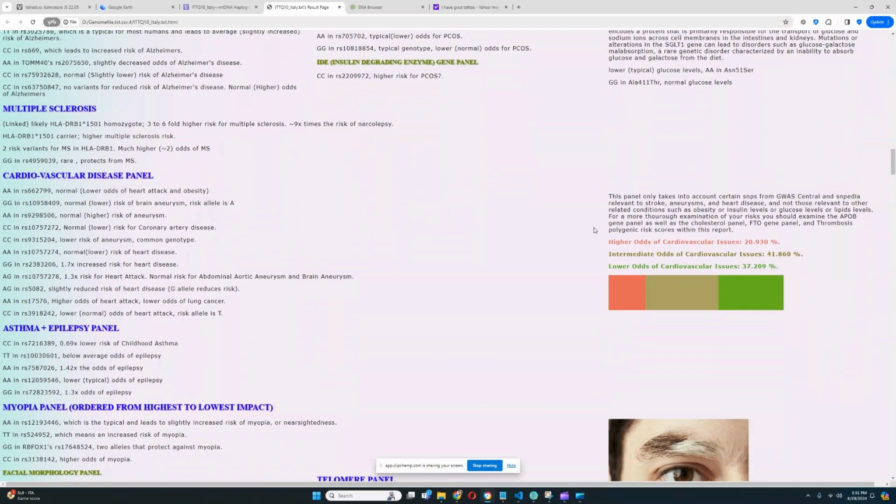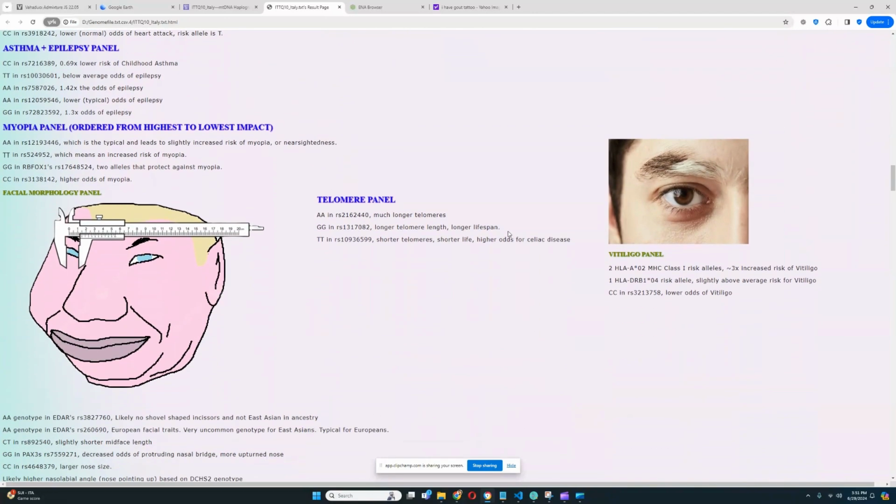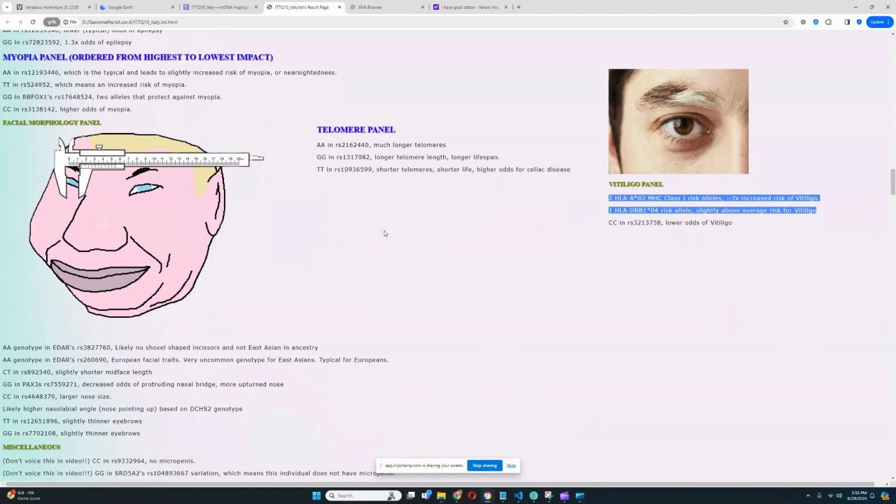For cardiovascular disease panel, he's going to score intermediate or lower odds of cardiovascular issues. So this is going to really screw up the HLA gene panel. The HLA gene panel is going to look horrible because of this. And for vitiligo panel, he's also scoring risk variants for the HLA gene. Wow, this might be the worst. This individual might have the worst HLA gene result that I've seen in a long, long time. Just based on what I've seen so far, this might be the worst result for HLA gene panel that I've seen in a very long time.